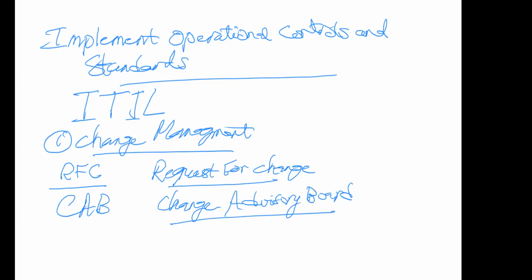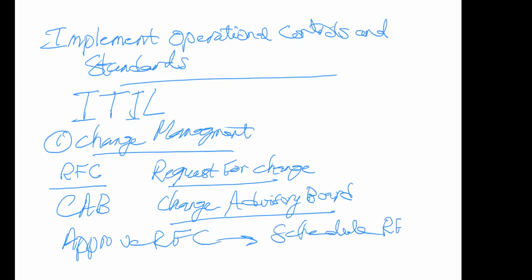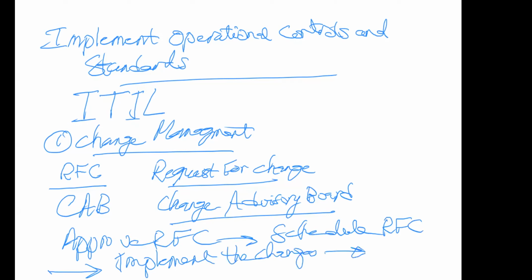Then, if I have now an RFC, I will take this RFC, I will check it. If it's reasonable and I can do it, then I will provide it to the CAB. They will study it and they will see, is it possible to do it? Yes, it's possible to do it. Great. Then if it's possible to do it, the CAB will approve the RFC. After that, you have to schedule the RFC. Then implement the changes. Then monitor the changes.